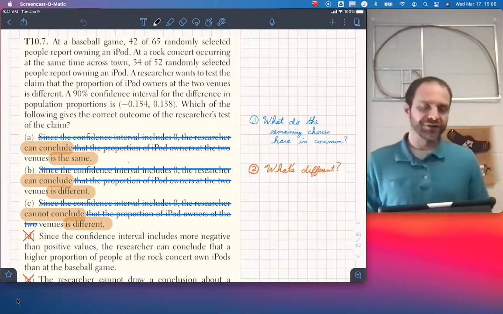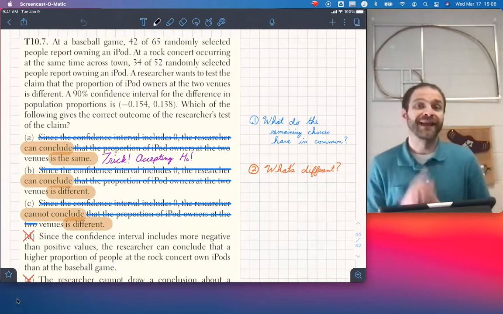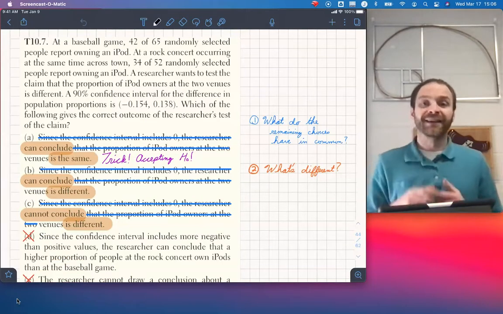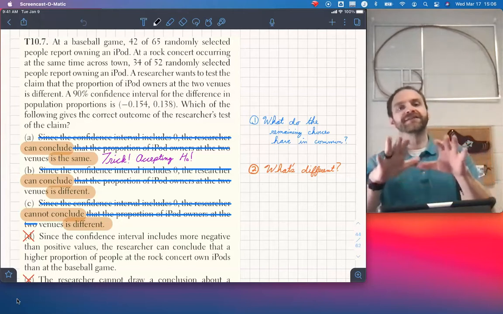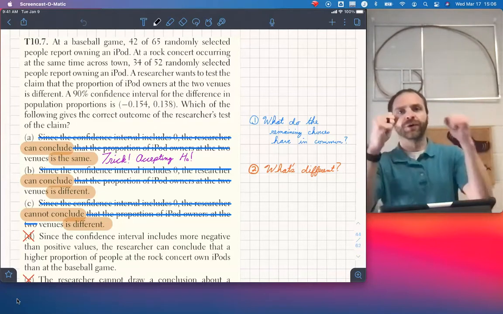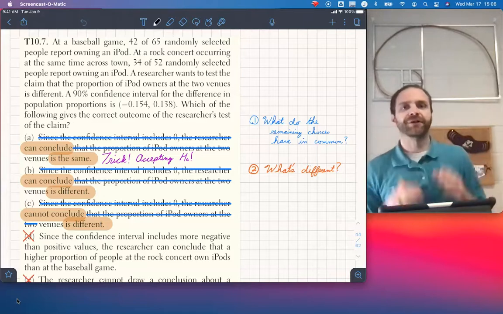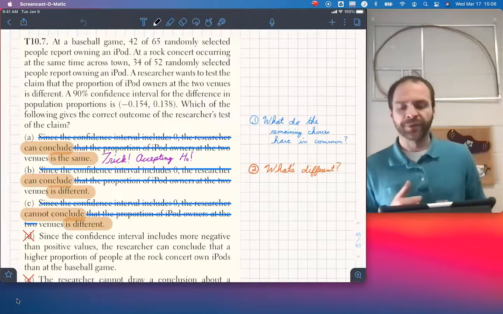But now, here's what's interesting. Choice A is a trick. That's really accepting the null hypothesis. You can conclude it is the same. That's really saying I accept the null. The two are equal to each other. Doesn't happen. You can never, never accept the null. So that means I can cross that one out.